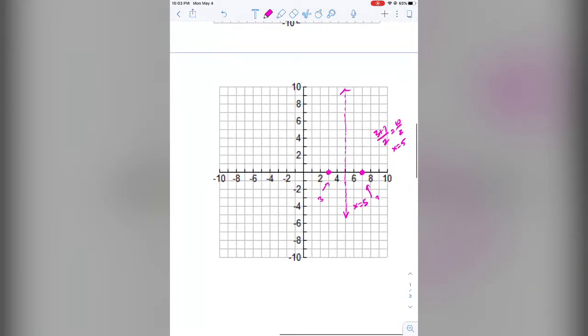So now I come over here, I go to 5, 8, I graph my point, and now, because of the way it opens up here, I can see that it's going to go down anyway, just from where my vertex is compared to my x-intercepts.